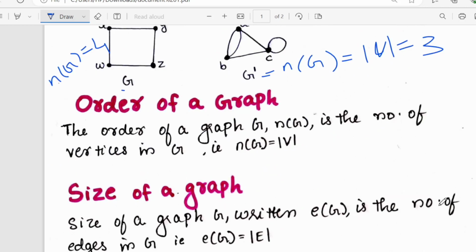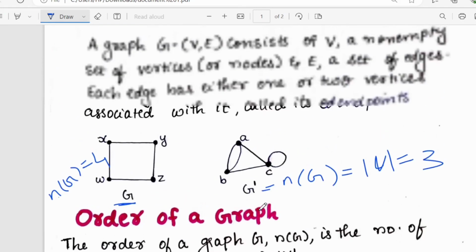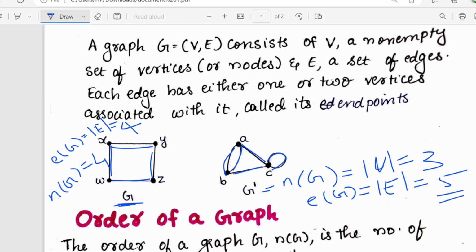Next is the size of the graph. The size of a graph G, written e(G), is the number of edges in graph G. You can see for this graph G, the number of edges is 4, so e(G) is equal to 4. There are 5 edges in graph G dash, so the size of graph G dash is equal to 5. To summarize, the size of graph G is 4, the order of graph G is 4, and the order of G dash is 3.